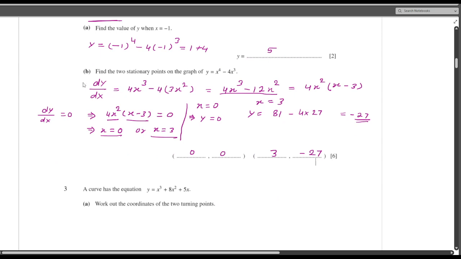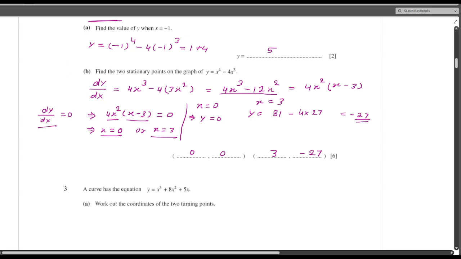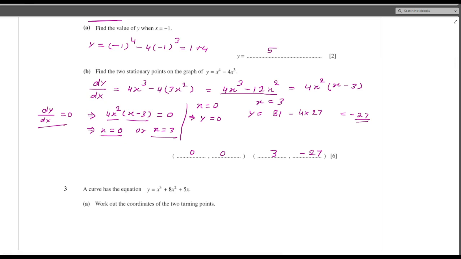For a stationary point, whenever they ask you for a stationary point and give some curve, your first step will be to differentiate that function. Second step, you equate that function with 0. So here I considered dy by dx as 0. Third step, find x, and the fourth step, find y using this x value.